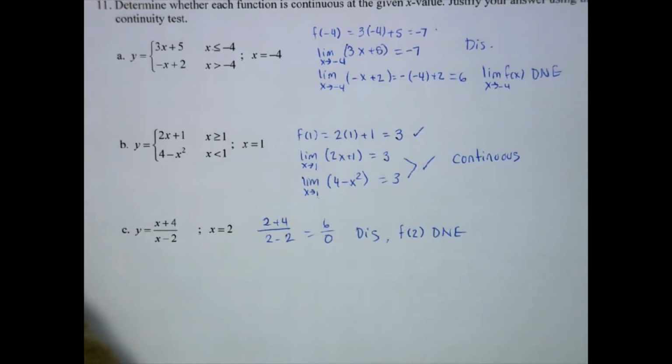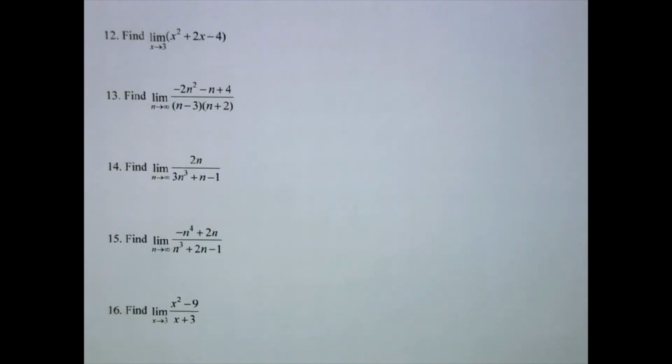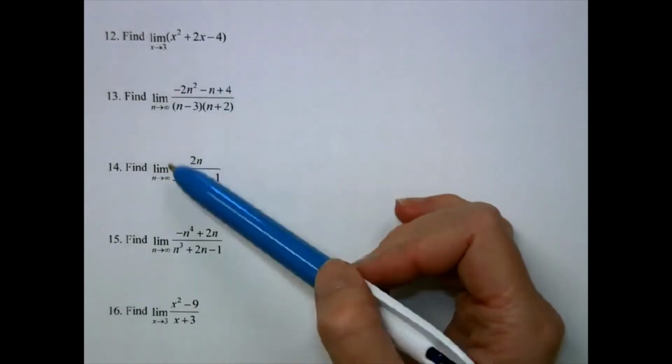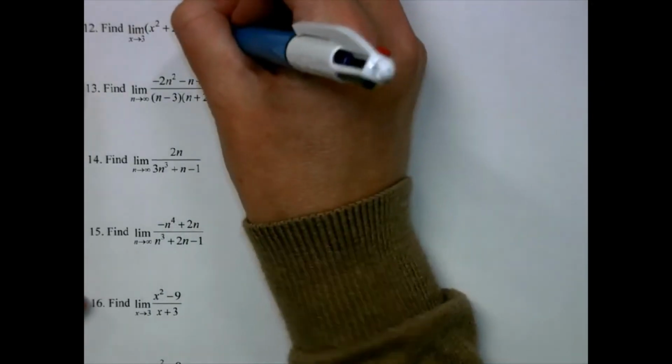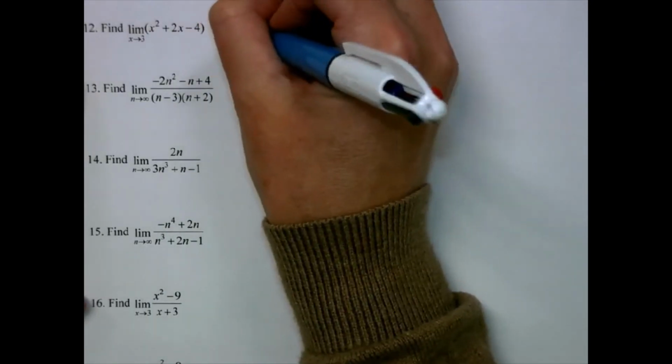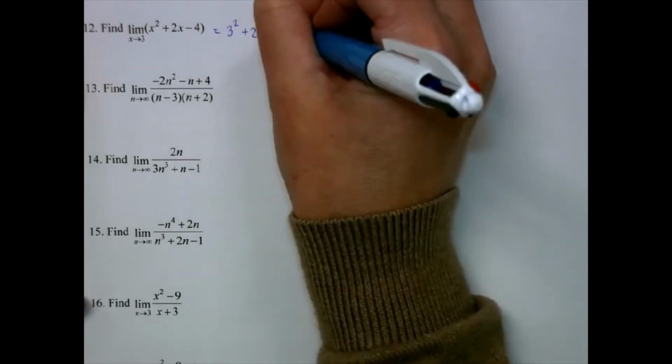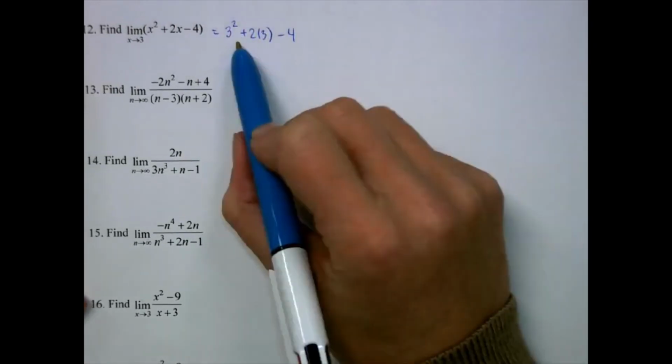All right, then we have a whole bunch of limits here. So different things. So understanding the difference between whether we're going to a value, like here, or whether you're going to infinity. This first one, you just have a value, so you want to plug it in. So 3 squared plus 2 times 3 minus 4. So that's 9 plus 6 is 15 minus 4 is 11.